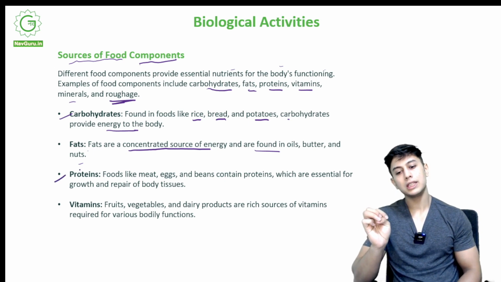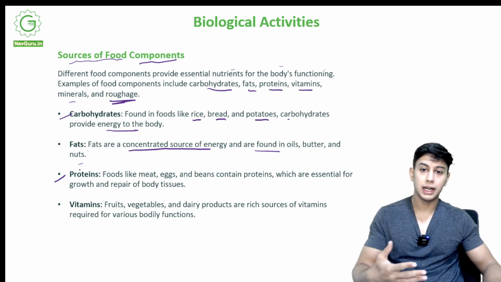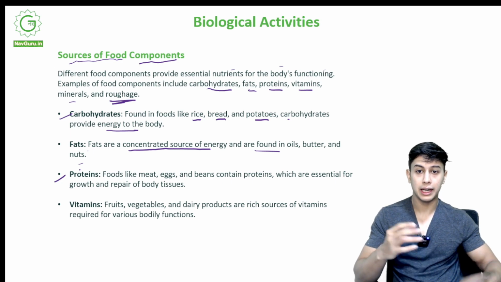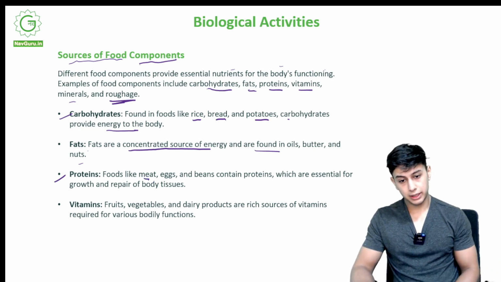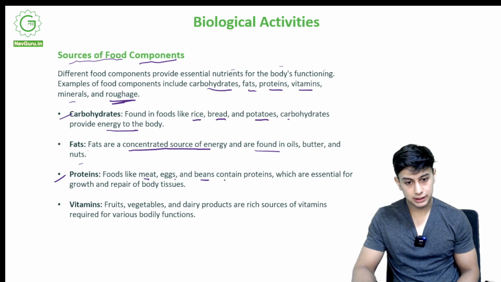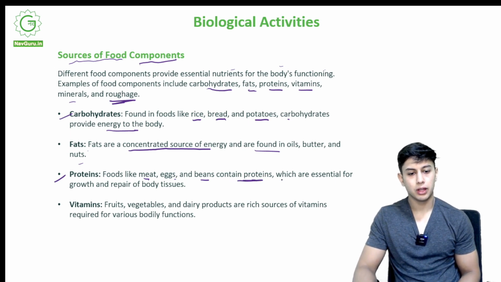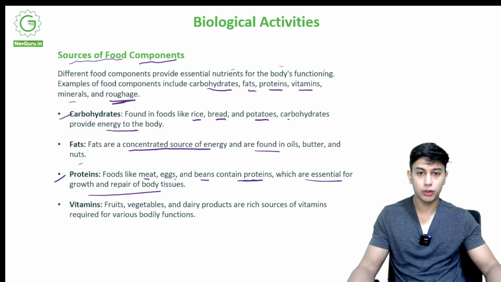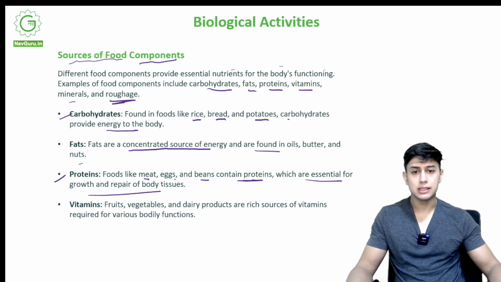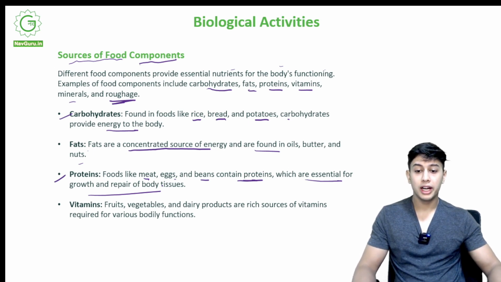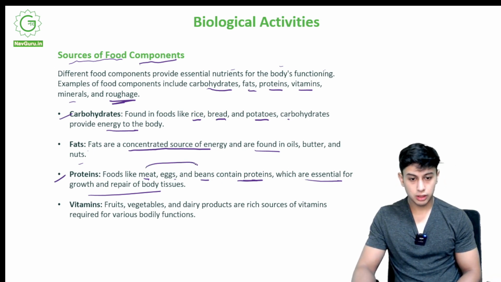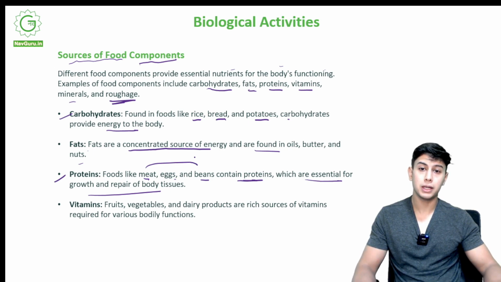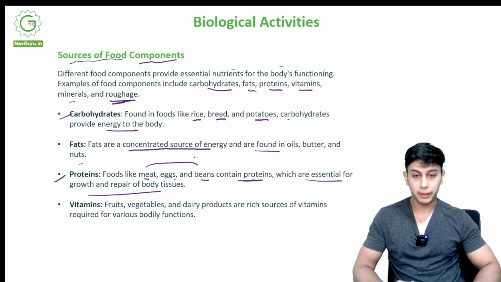What are proteins? Proteins are helpful nutrients that make the building blocks for us, like bricks. Foods like meat, eggs, and beans contain proteins which are essential for growth and repair of body tissues. For example, you have got hurt, your muscles are sore, or your body needs to grow more. It needs protein, which is derived from these sources, and this protein will help us grow, repair, and develop.